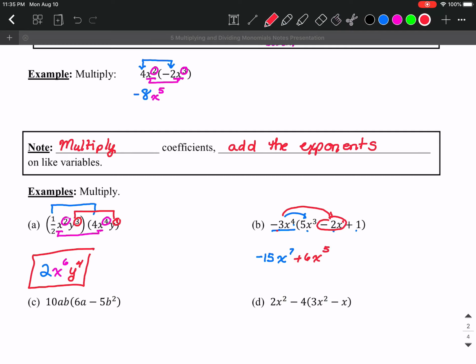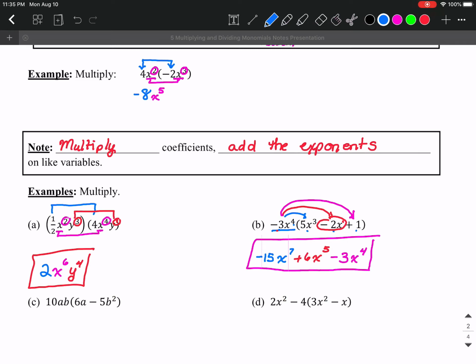There's our new exponent. Now we're going to take negative 3x to the fourth and we're going to multiply it by positive 1. So negative 3 times positive 1 is negative 3. And we have an x to the fourth and there's no x's over here. So we just have x to the fourth. And here's our answer for that problem. Good. All right, so the next one is pretty similar. And it's really very much like that one.